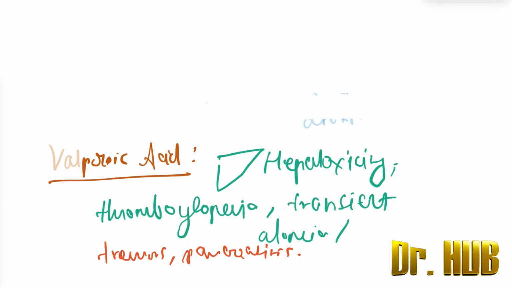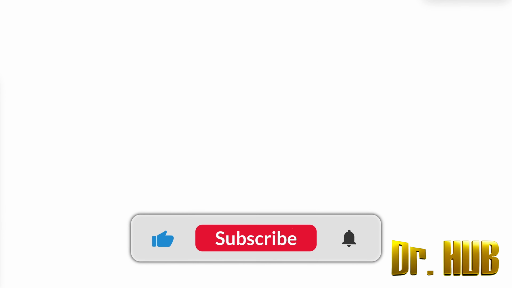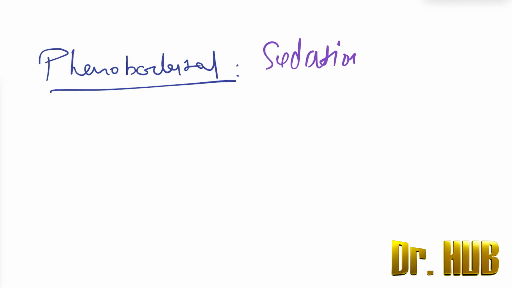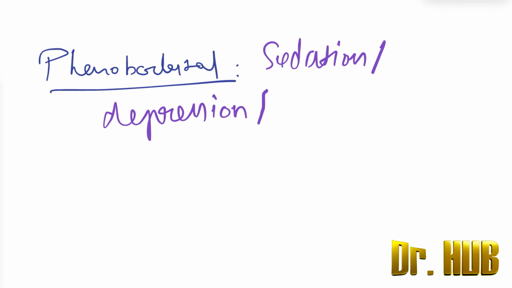So later on we move on to the phenobarbital. So what is this? Phenobarbital. So under the phenobarbital, it includes sedation. Next comes depression, as well as ataxia and automatism.